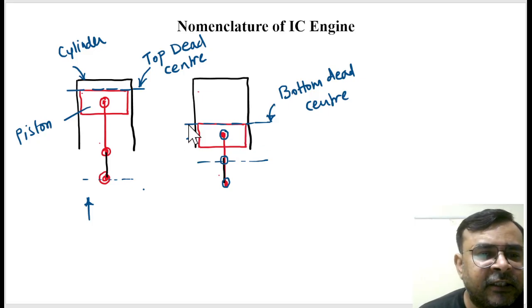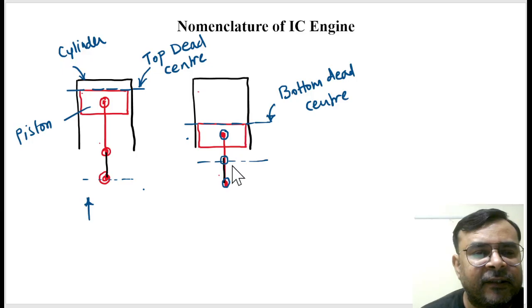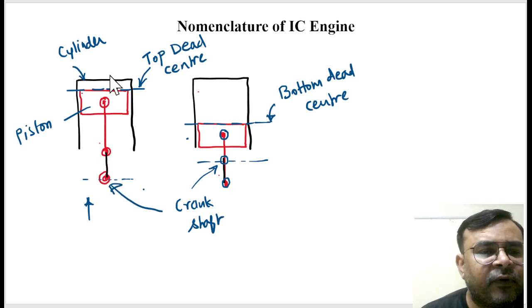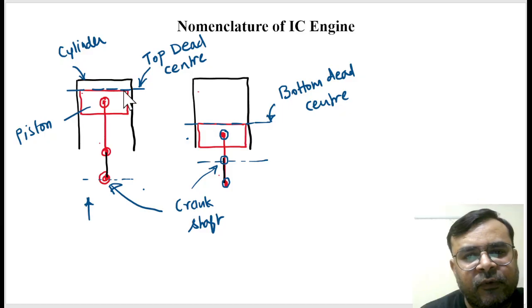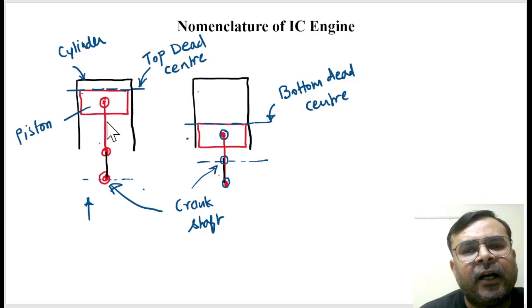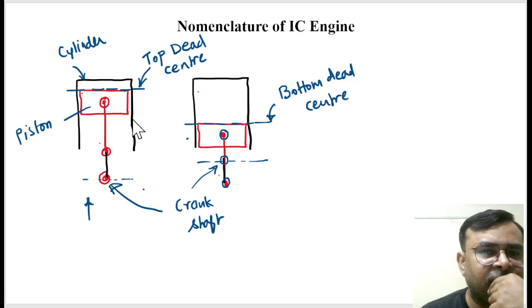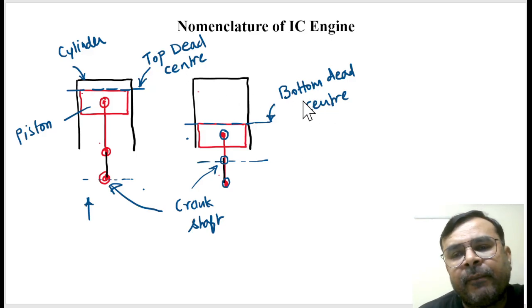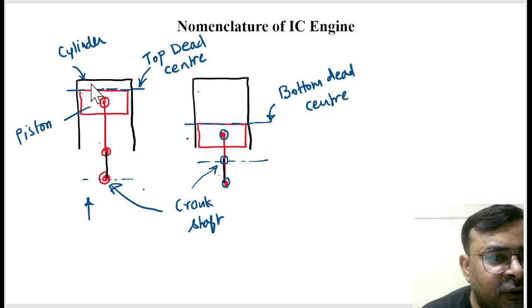Since at this position the piston is nearest to the crankshaft, this is the crankshaft, and this is also the crankshaft, here it is the furthest from the crankshaft. Furthest from the crankshaft means this piston is positioned at a maximum height. Yes or no? Correct. And this is nearest. So the furthest point is called top dead center, and the nearest is called bottom dead center. Is it right?